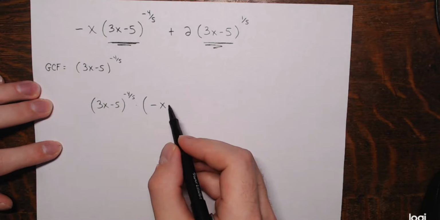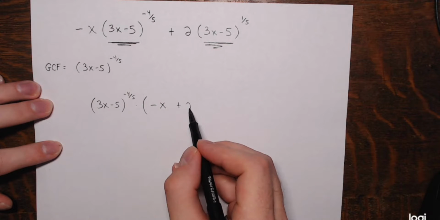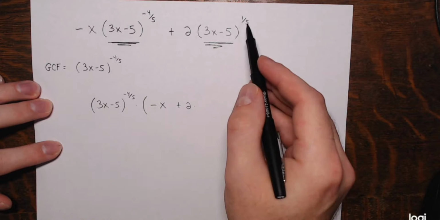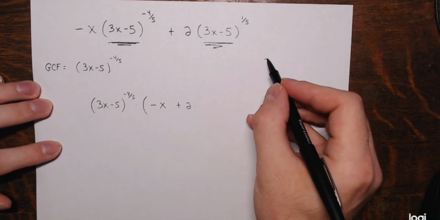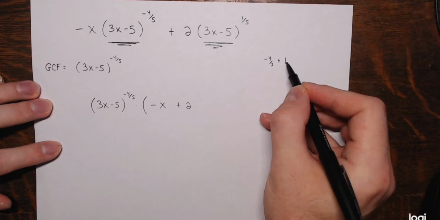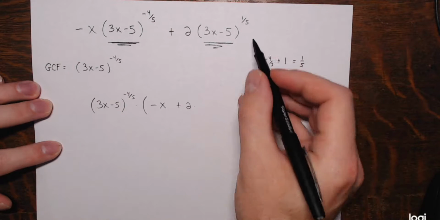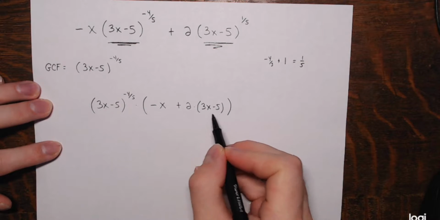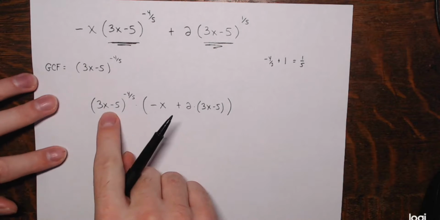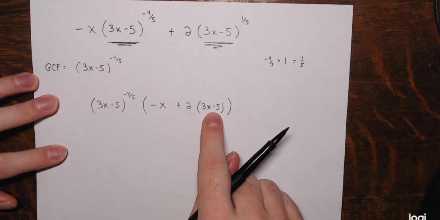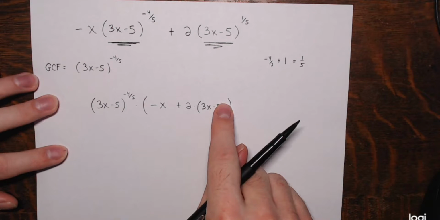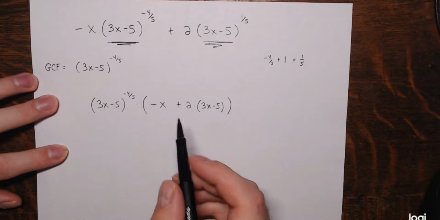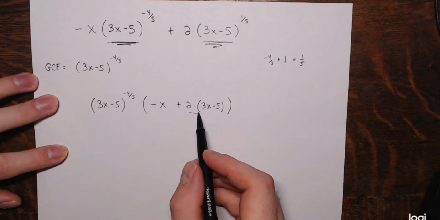Then we have plus 2 times, and then negative 4/5 plus 5/5 would be 1/5. So I need 3x minus 5 to the first in there. 3x minus 5 to the negative 4/5 times 3x minus 5 to the first, 5/5, would be 3x minus 5 to the 1/5. That would give me the original expression. And then once again we've got to simplify in here, distribute this 2.